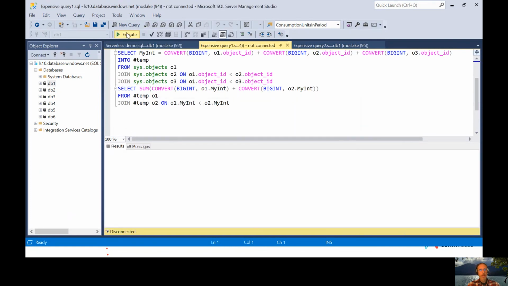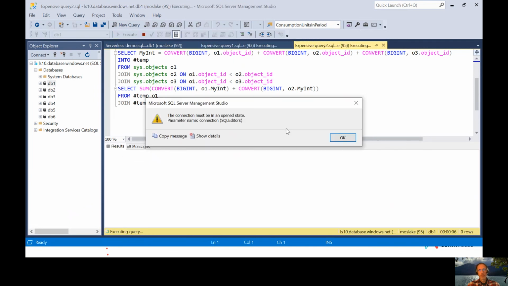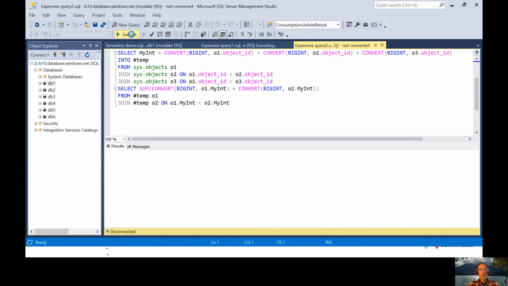What I'd like to do is run 2 expensive queries. Each of these queries is selecting system objects and then materializing a large table and performing a nested loop join. So these are highly computationally intensive queries. I'm running two of them concurrently across different connections against the same serverless database.